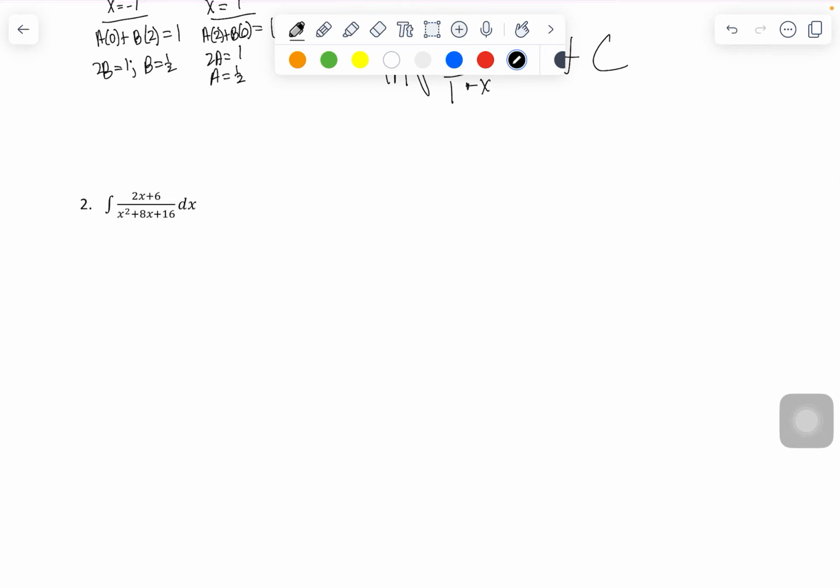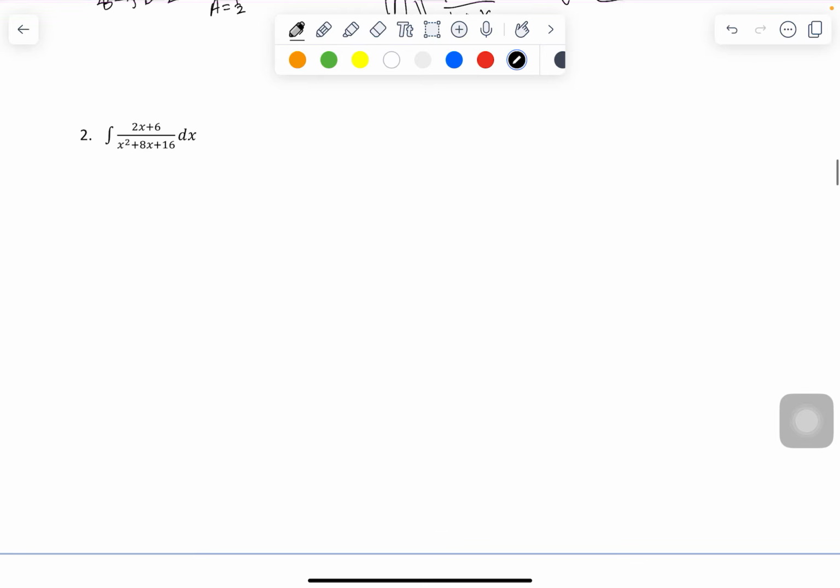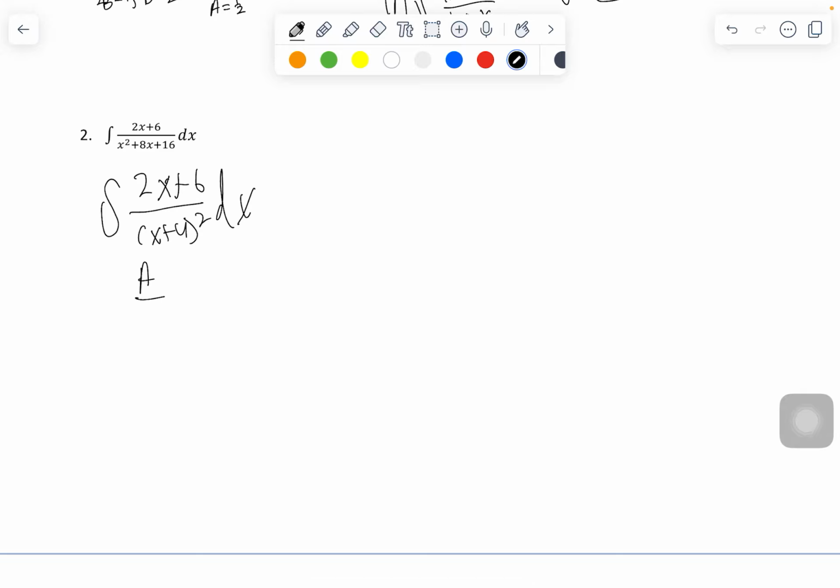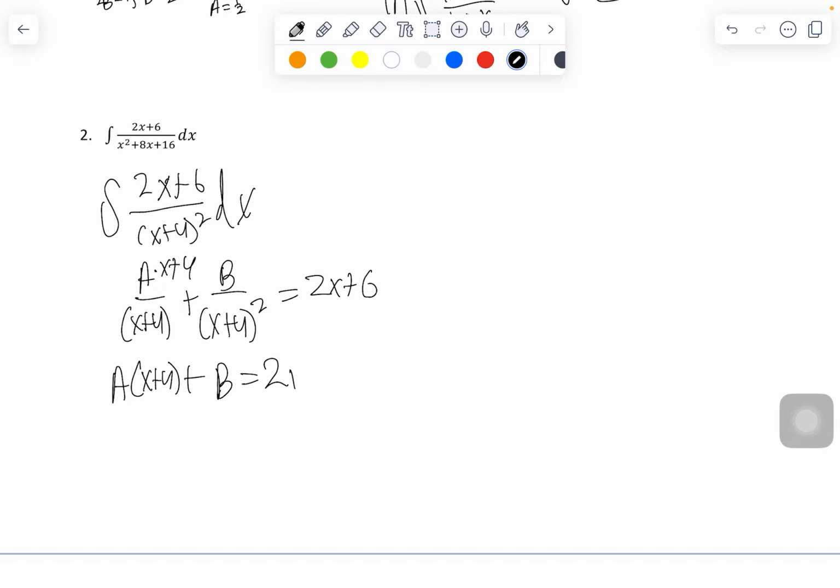And then for number 2, we can simplify this by saying 2x plus 6 over x plus 4 squared with respect to x. So then this is a repeated linear factor. So we can say a over x plus 4 plus b over x plus 4 squared equals 2x plus 6. We only have to multiply a by x plus 4. So a times x plus 4 plus b equals 2x plus 6.